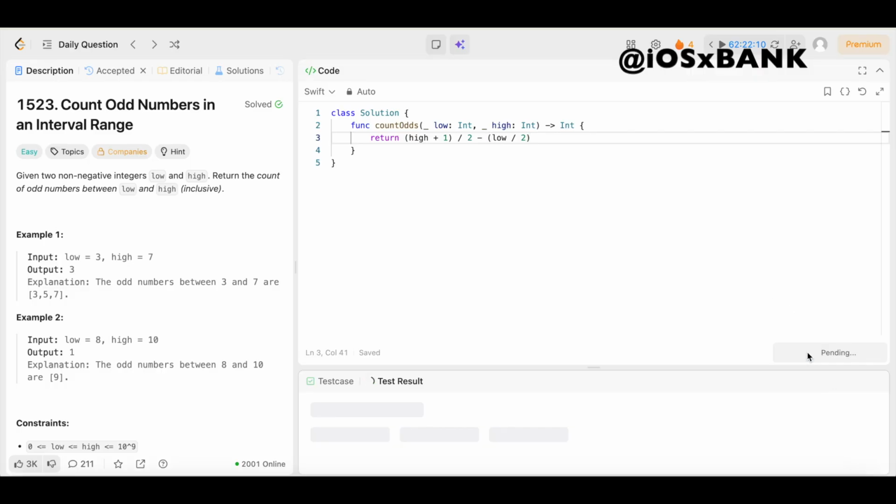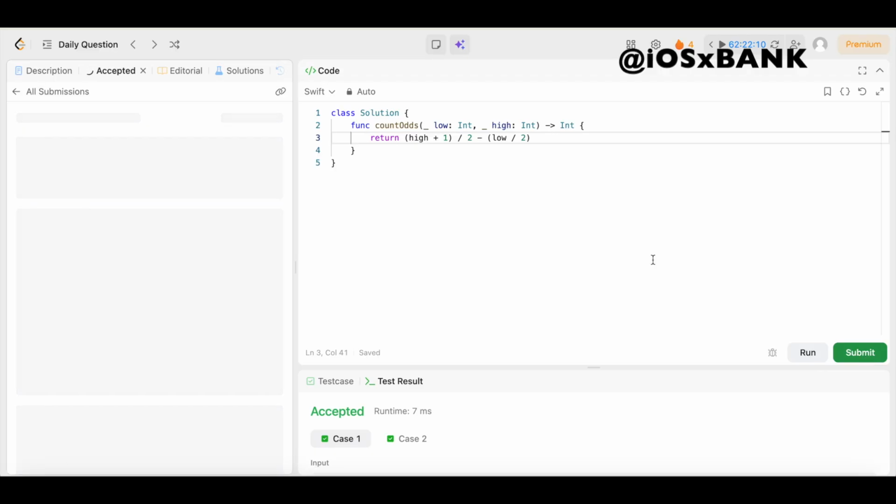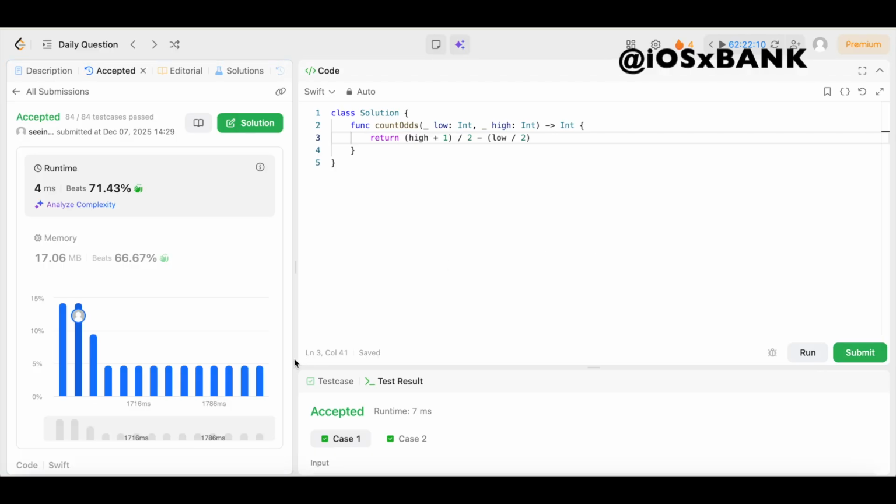Let's go ahead and give it a run. Make sure it runs properly before we submit it. Let's see, it's accepted. So let's go ahead and submit it. Make sure it's still accepted after we submit it, because we all know how LeetCode can be. And look at that, 4 milliseconds beats 71.43% of users. That's what I'm talking about. That's what I'd like to see.